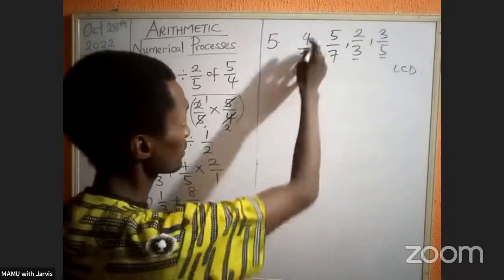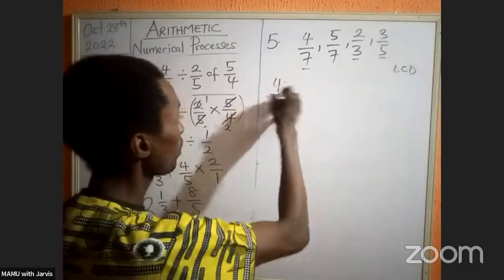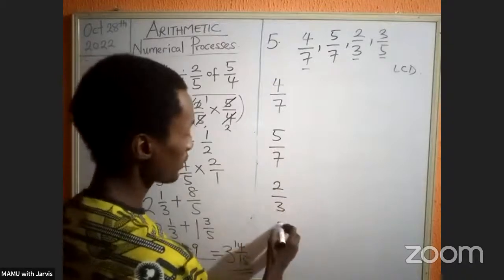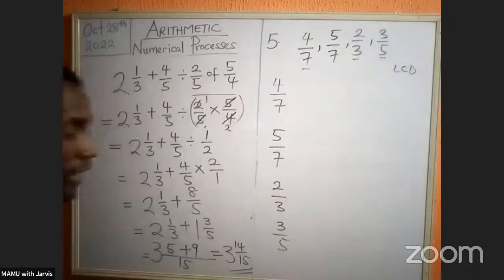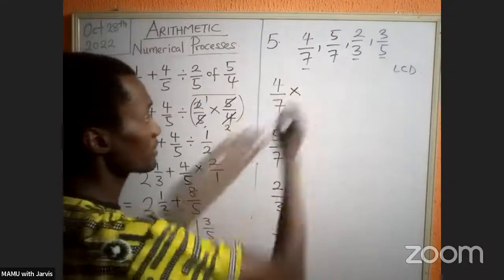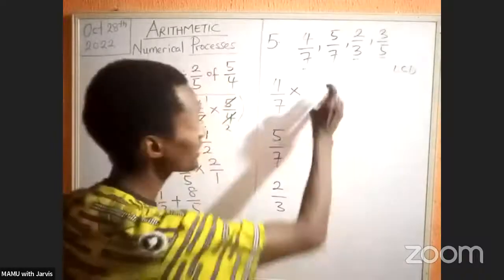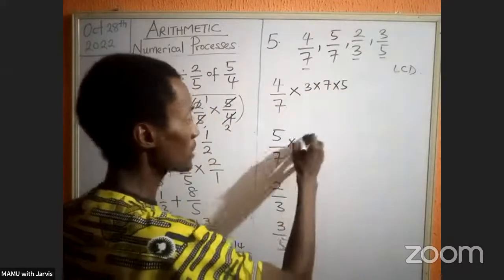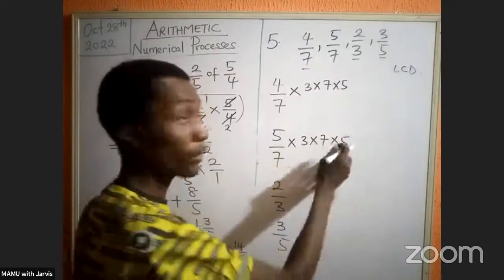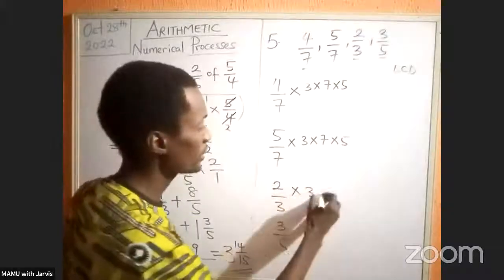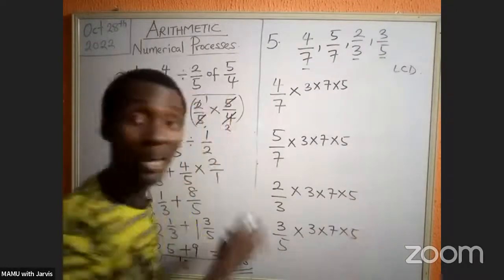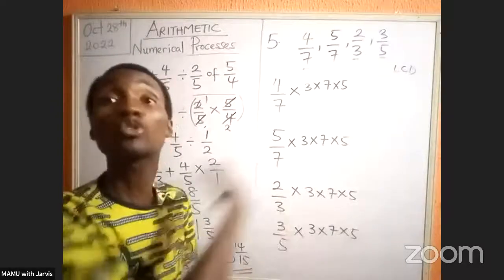Now, look at this. This will be 4/7, 5/7, 2/3, and 3/5. Okay. Now, you can start by multiplying this. That's the approach I use. I multiply this by 3 times 7 times 5. I multiply this by 3 times 7 times 5. Sorry about the order. I multiply this by what? 3 times 7 times 5. And I'm going to multiply this by 3 times 7 times 5. The other methods I know, I have just chosen to use this method.